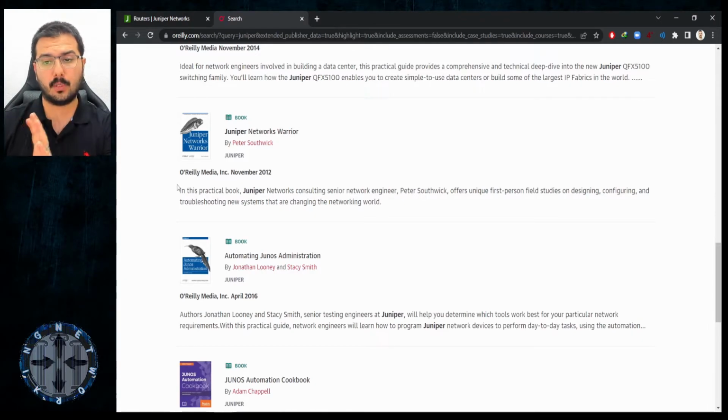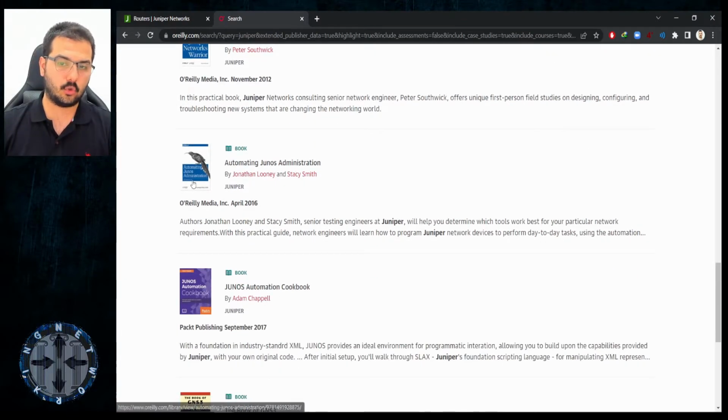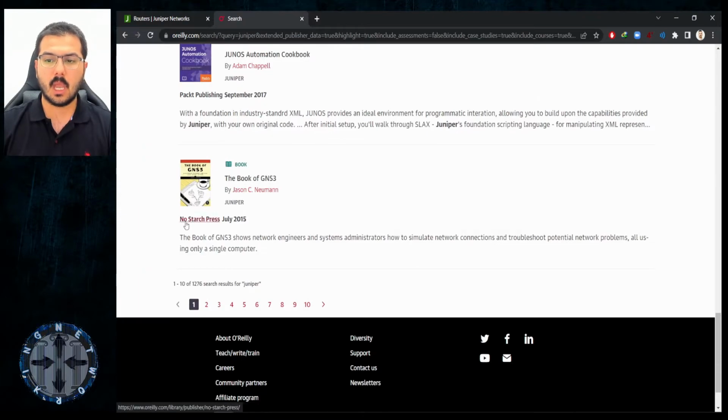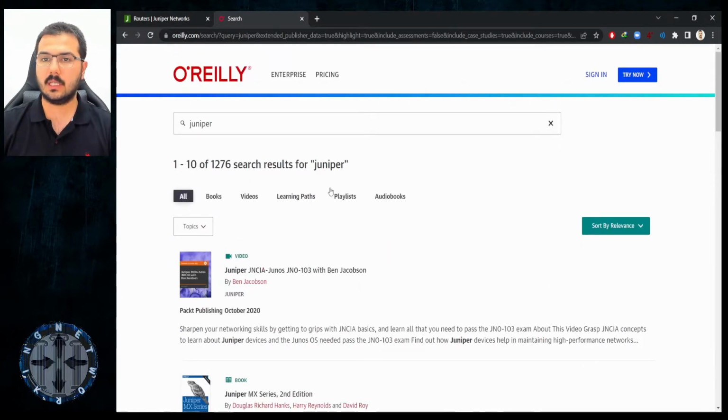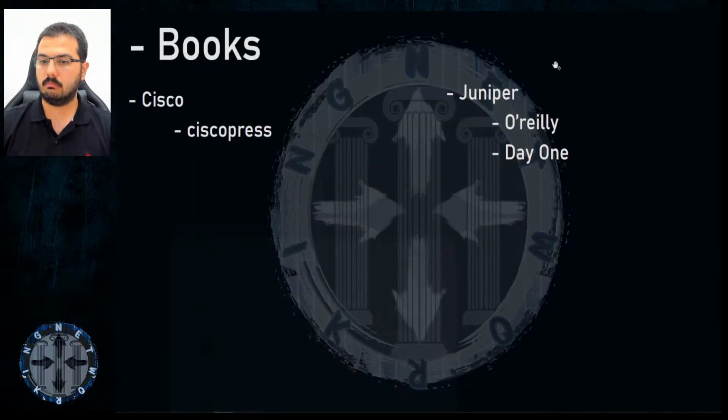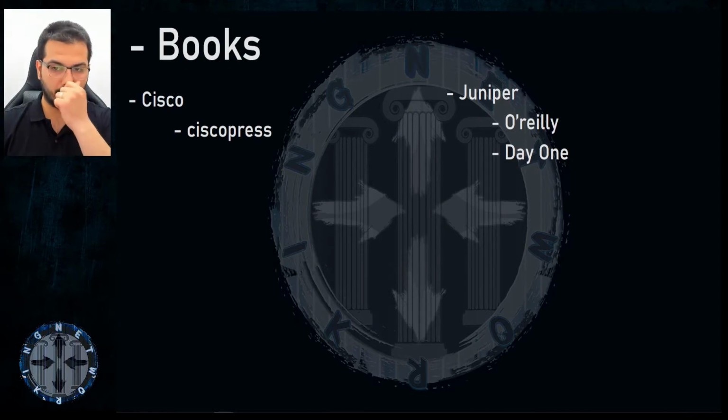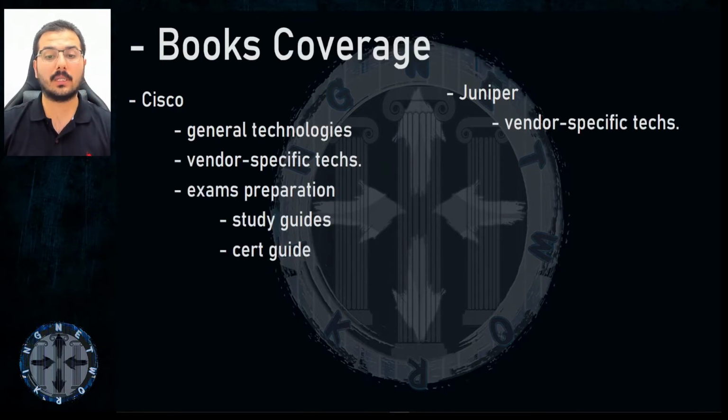This is a Juniper technologies book, Automating Junos, which is the operating system. You can keep seeing the results for almost tens of pages until you finish, or at least you might already have an idea about which book you want, so you can just search for that specific book, but you'll only find it on O'Reilly, and that's it.